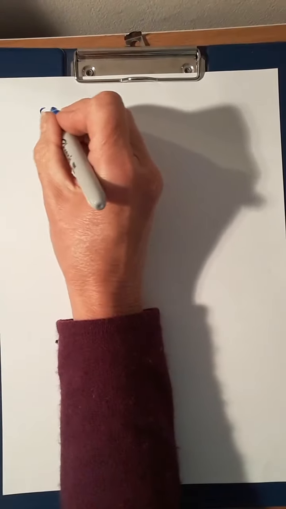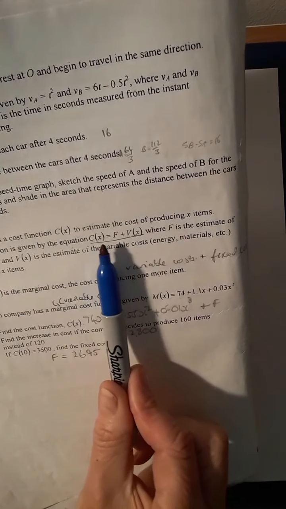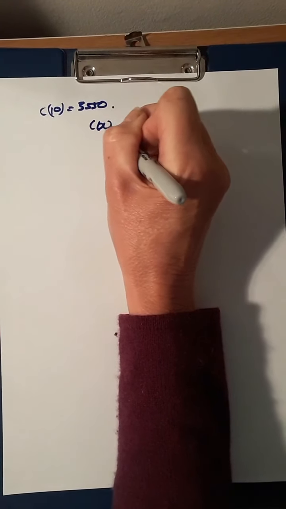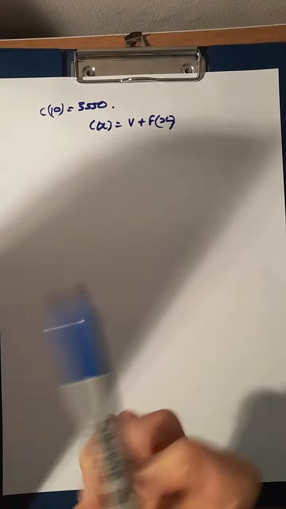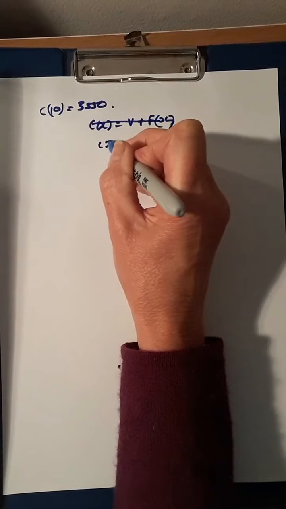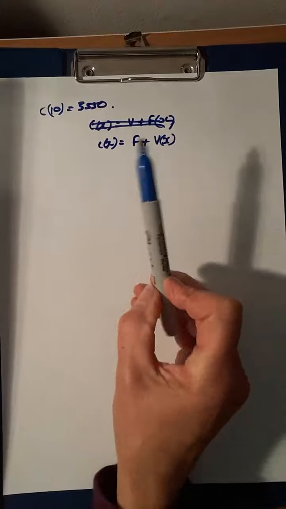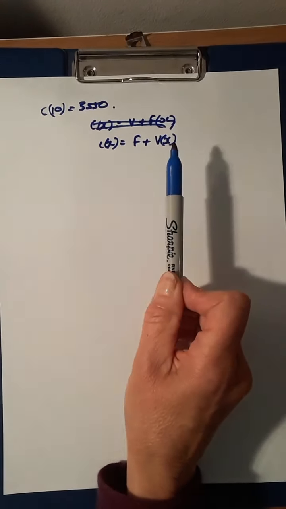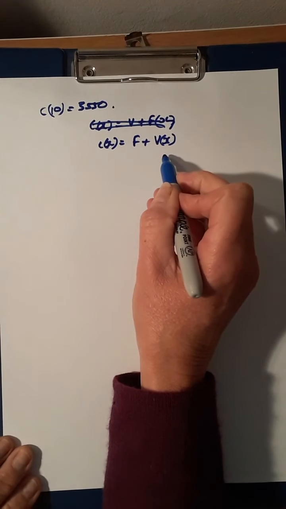Okay, so we're told that C(10) is equal to 3550. Now, if you come back to the beginning of the question, it tells you that the C(x) of x items is F plus the V(x). Sorry, that's the other way round. C(x) is equal to F plus V(x), where F are the fixed costs and V are the variable costs. Okay, so let's have a look. We'll find out what these variable costs are.